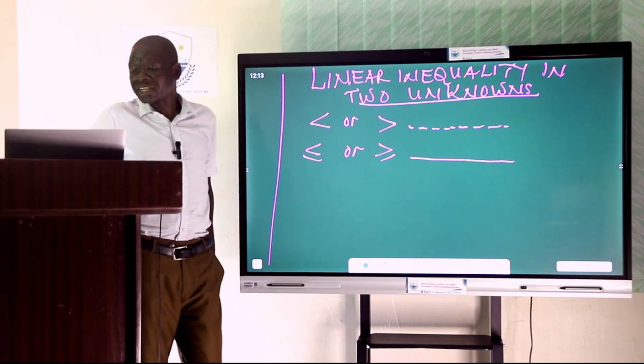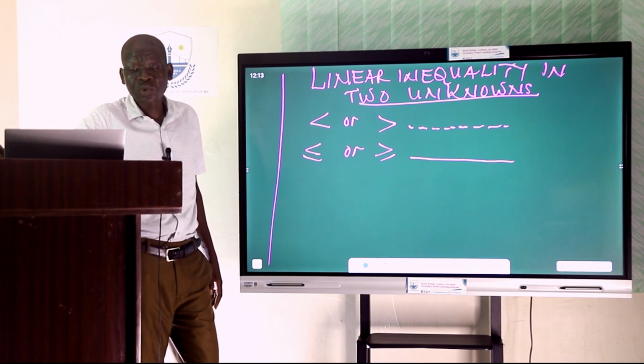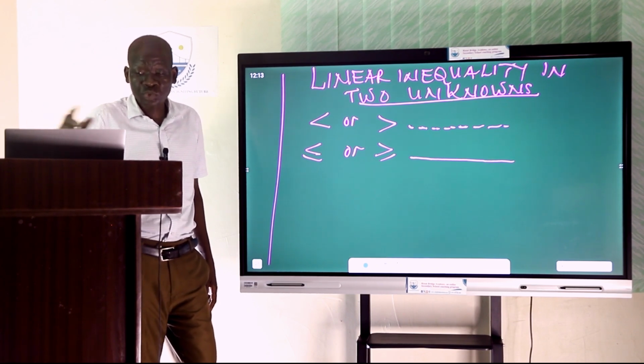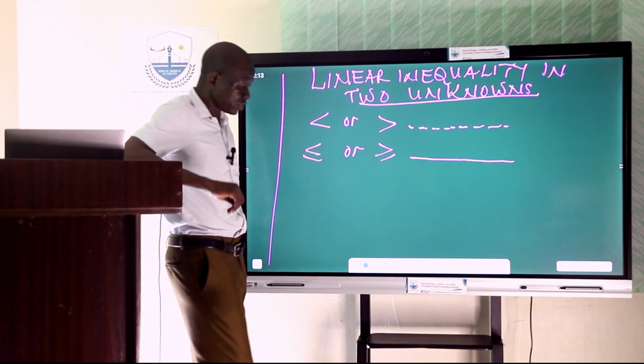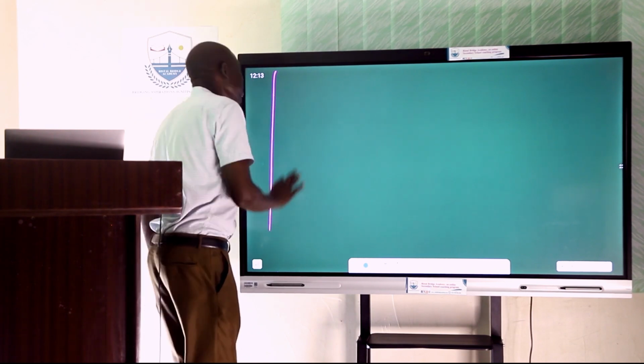We can look at an example and see how we can work out inequalities on a graph. Example.